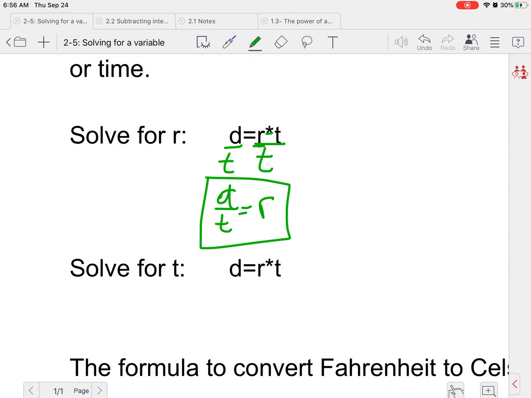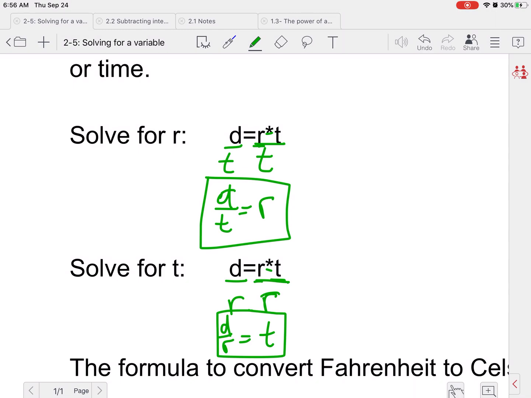Okay. Next, let's solve the same formula for t. So again, we say what is stopping t from being by itself, and that would be r in this case. R is being multiplied by t, so I'm going to divide both sides by r. Sorry, my pen's being a little fussy today. So I'd get t equals d over r. And again, this is solved for t because t is by itself.